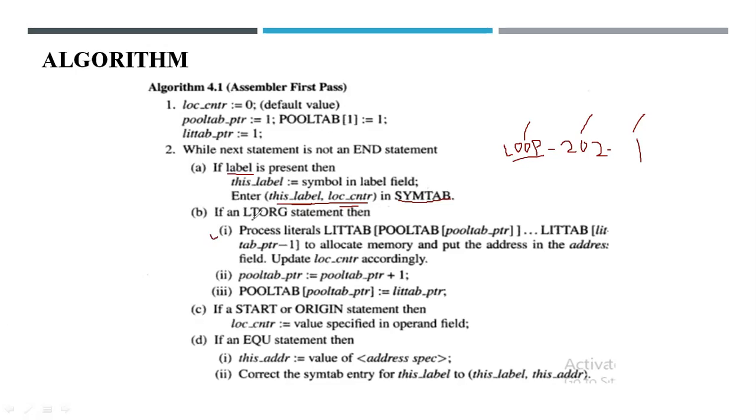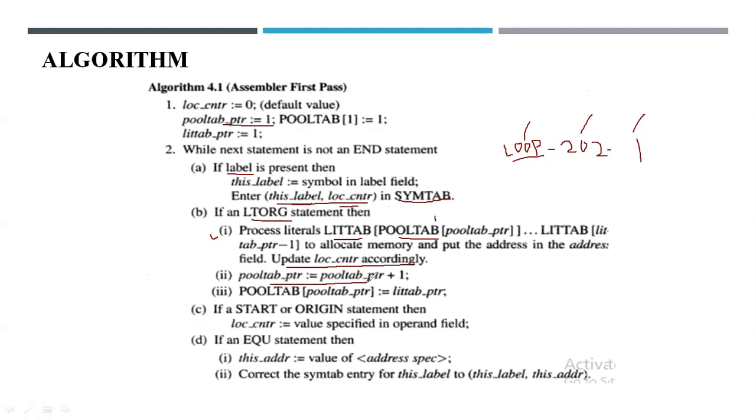First of all, after encountering LTORG, process literals means what? Process literals: literal tab at bracket pool tab at bracket pool tab underscore pointer. This is the literal table and this is the pool table. The pool tab underscore pointer is initialized with 1, and the pool tab at bracket pool tab underscore pointer is initialized with 1, so this entry will be 1. The first literal will be taken to allocate memory, put the address in the address field, and update the location counter accordingly.